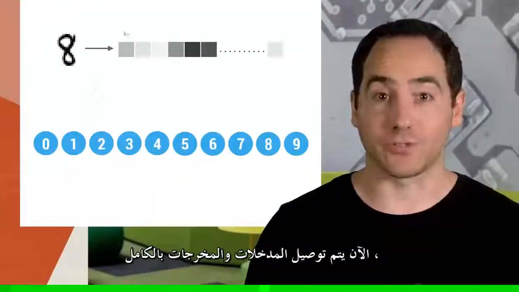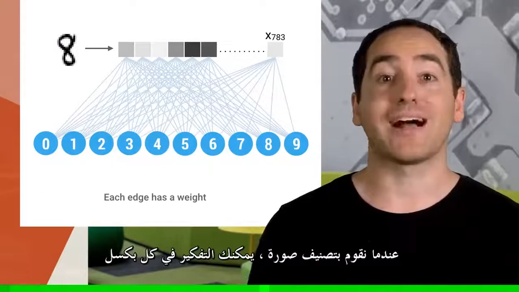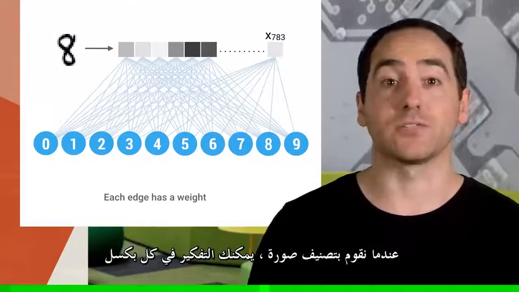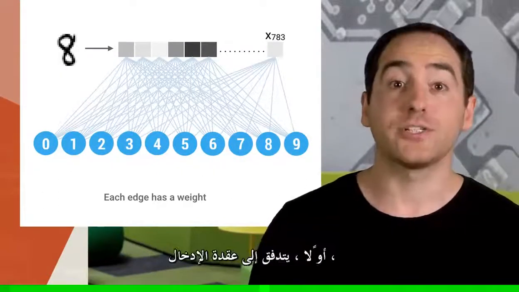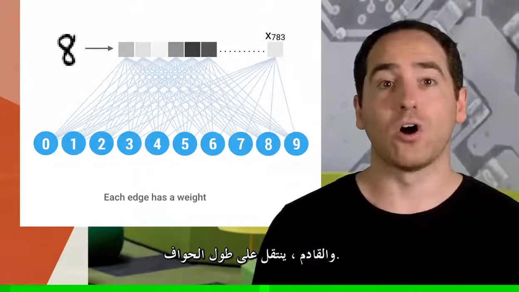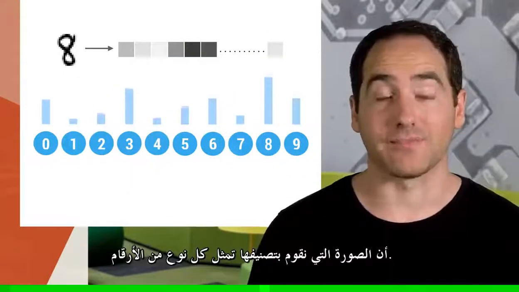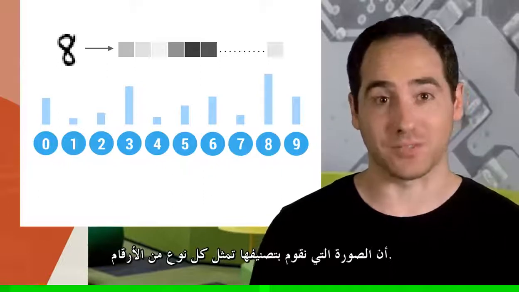Now the inputs and outputs are fully connected, and each of these edges has a weight. When we classify an image, you can think of each pixel as going on a journey. First it flows into its input node, and next it travels along the edges. Along the way it's multiplied by the weight on the edge, and the output nodes gather evidence that the image we're classifying represents each type of digit.